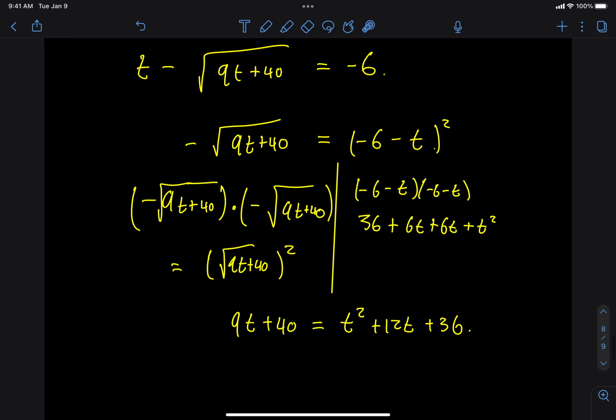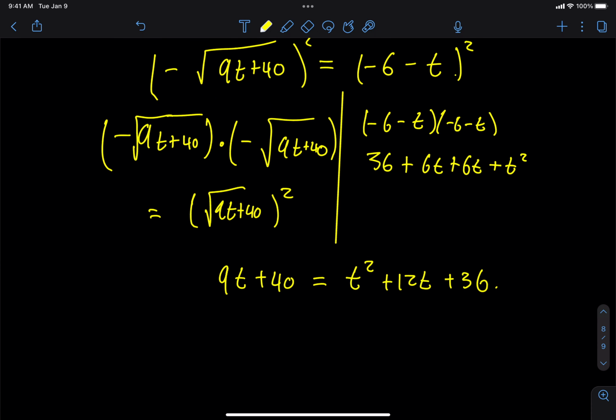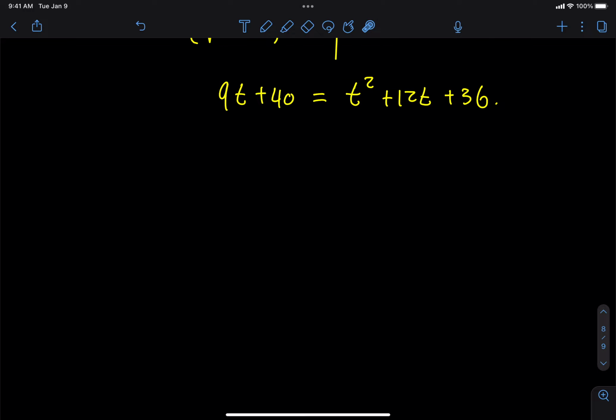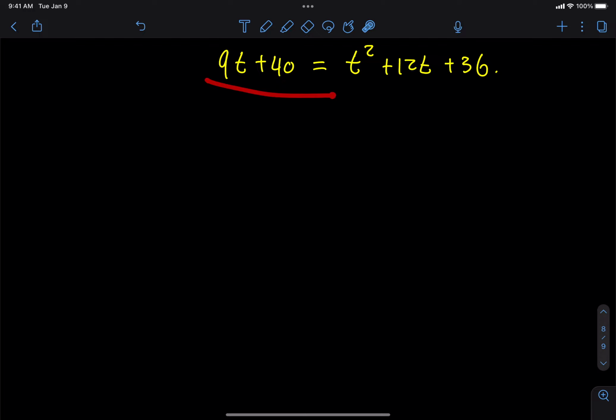All right, so step 1, isolate the square root. Step 2, square both sides, and do that correctly. What's step 3 going to be? Combine like terms. Okay, move everything over to one side. Why do I want to move everything over to one side? Can't I just solve for t right away? No, I have a quadratic equation.